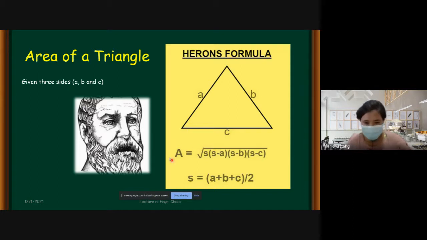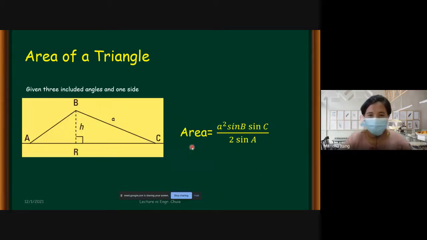This formula is very useful in our field in geodetic engineering. In the course of astronomy and other subjects related to astronomy, we are dealing with this formula. And also in spherical trigonometry, we'll be facing this formula. So this is the basic: the square root of S times S minus A, S minus B, and S minus C, where S is the semi-perimeter of the triangle. S equals A plus B plus C, the perimeter, divided by 2. So that is the other formula. Do we also have an additional formula for that?